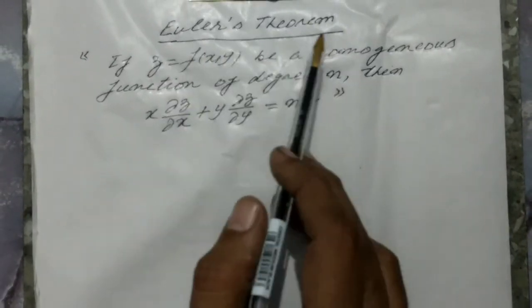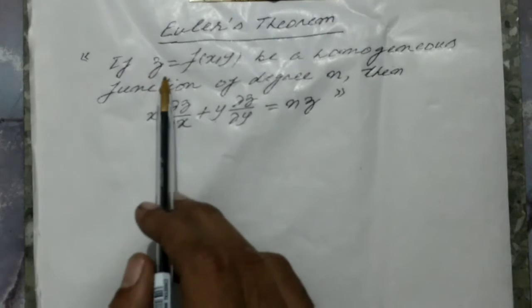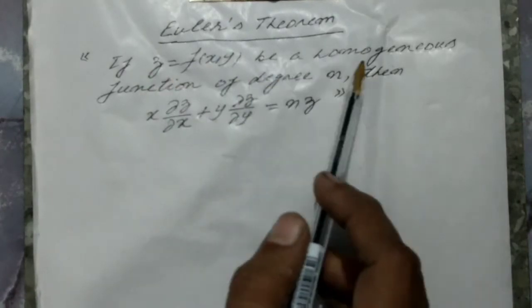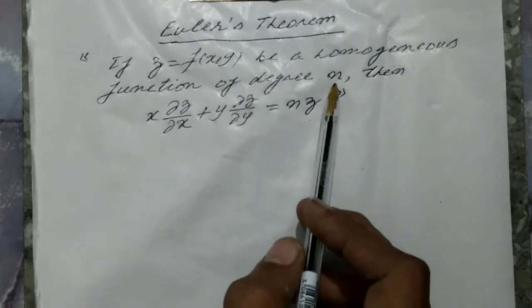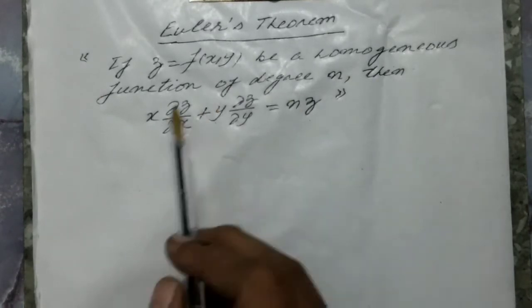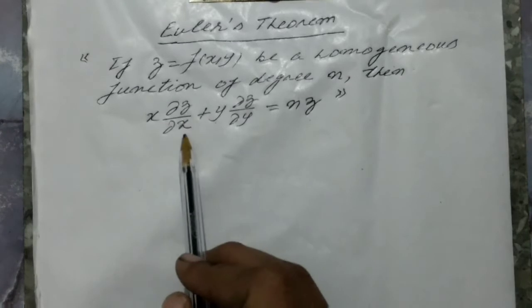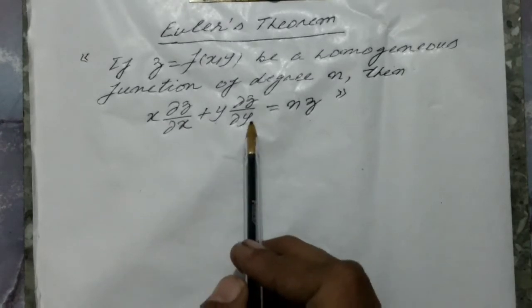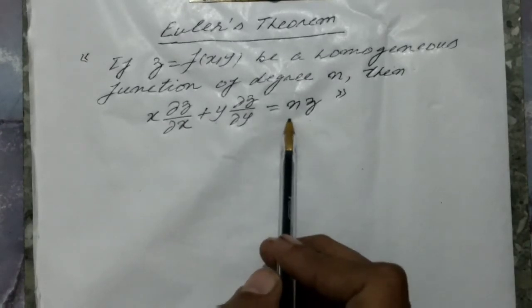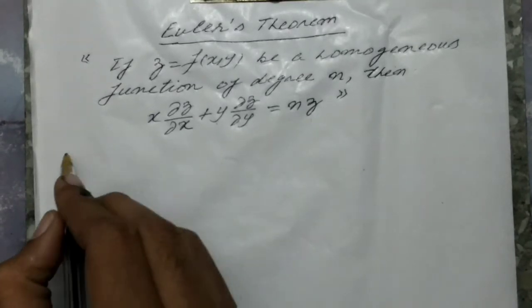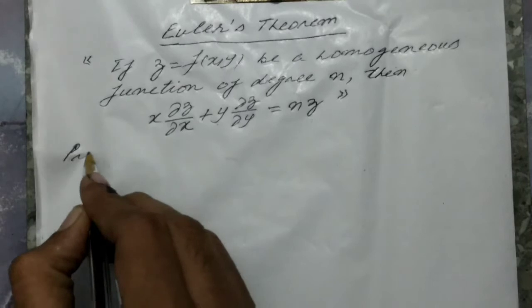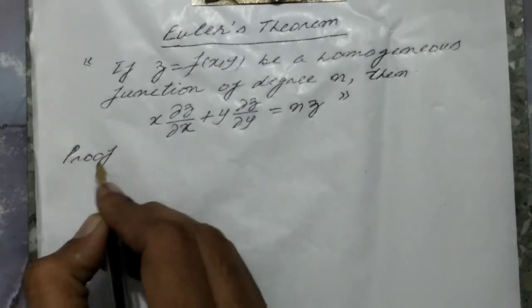Today in this video I am going to explain Euler's theorem. So the statement is, if z = f(x, y) is a homogeneous function of degree n, then x ∂z/∂x + y ∂z/∂y = nz, where n is the degree of the function. Now we are going to prove it.